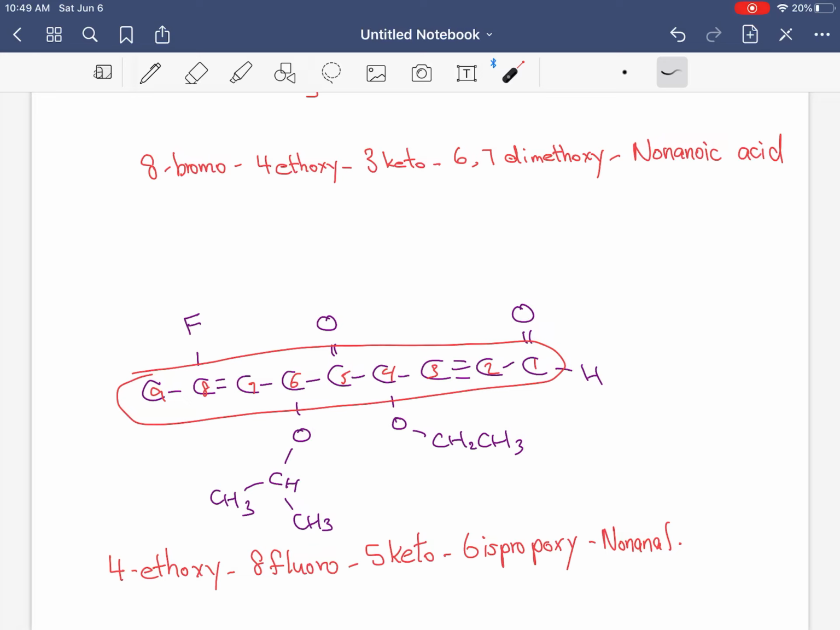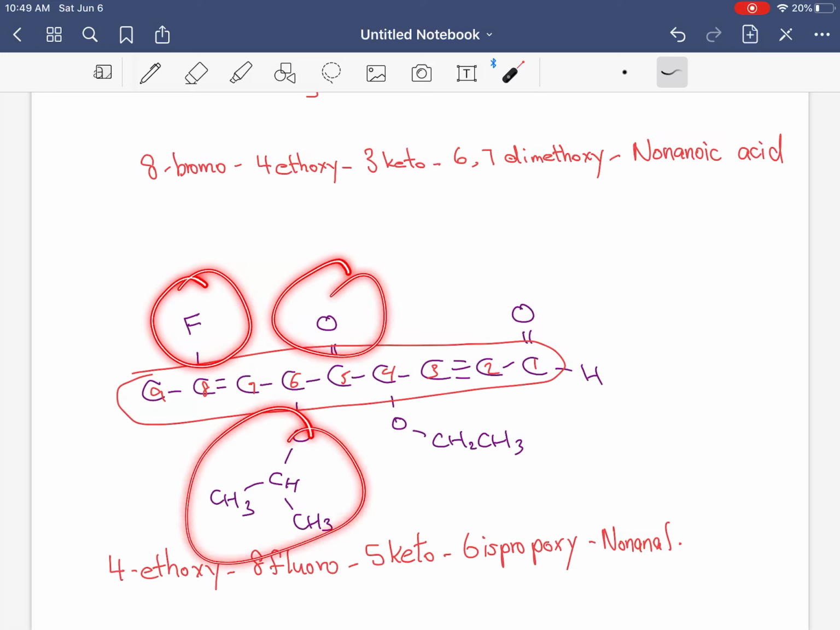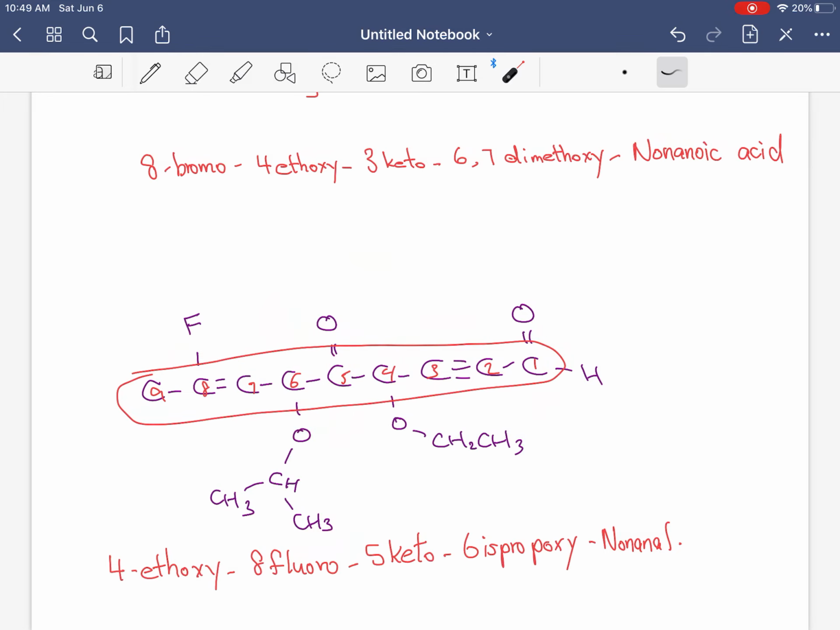Okay. And we're seeing the fact that these are all side groups, right? So what we have here is an ether side group we just learned because of the COC configuration here. So as an ether, we name this, of course, ethoxy. Here's another ether. Okay, this will be an isopropoxy. And then we have fluoro, we have keto, and then we end up with the aldehyde.